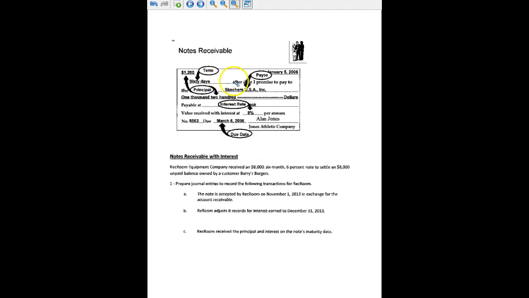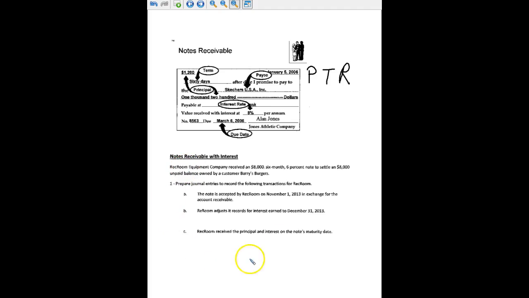And notice certain things have to be stipulated. The principal amount, the time period, so term, how long is it going to last, so time, and then also an interest rate. So principal, time, and an interest rate, all of those have to be stated. And of course also, who's the payee and that sort of thing.